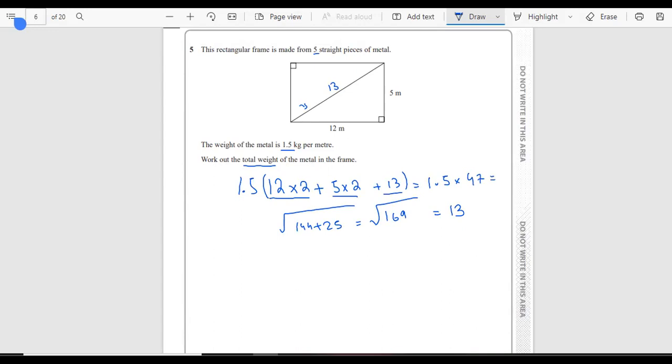Do it on your own. 1.5 into 47. Is this 70.5? Very good. Yes, it is 70.5. Excellent. So are you doing this without the calculator? Very good.